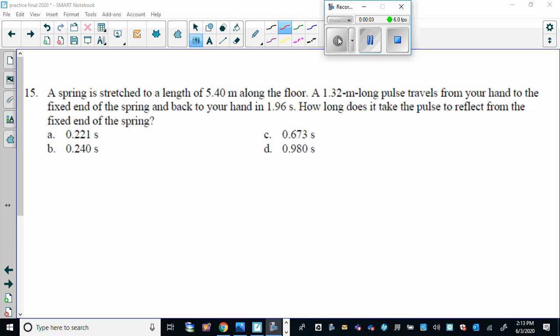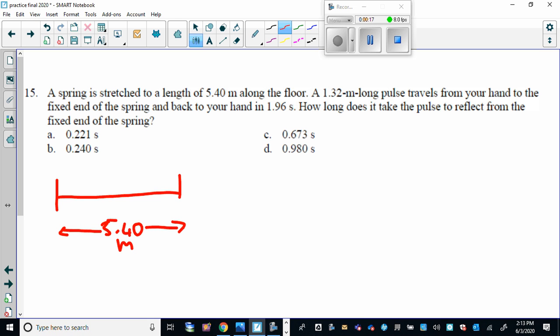Question 15. A spring is stretched to a length of 5.4 meters along the floor. So here's your spring. This is 5.40 meters. A 1.32 meter long pulse. So here's the pulse, and it's 1.32 meters. So that's your wavelength. It travels from your hand to the fixed end of the spring and back to your hand.